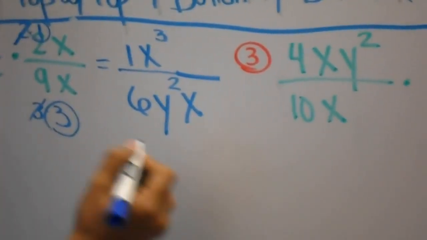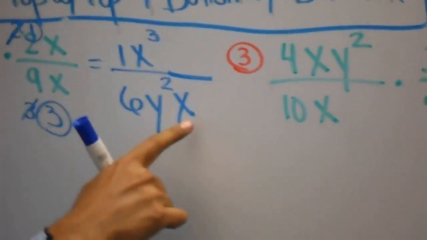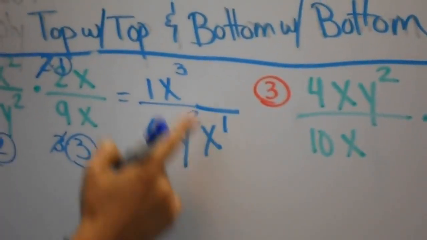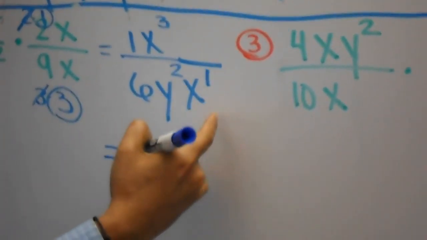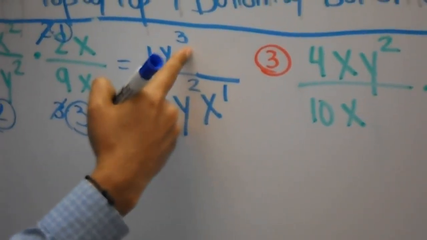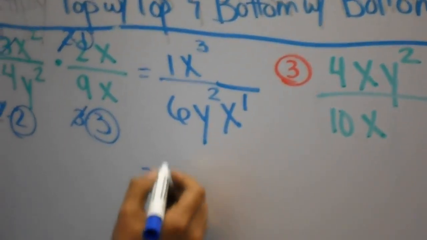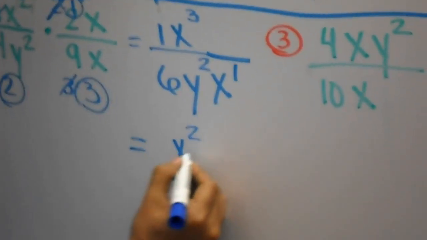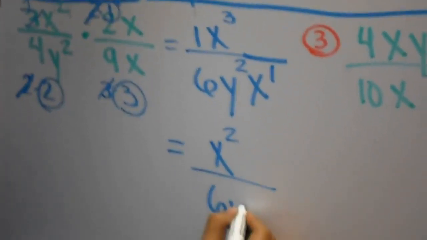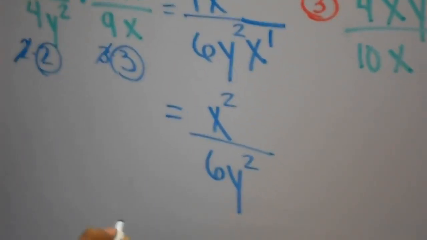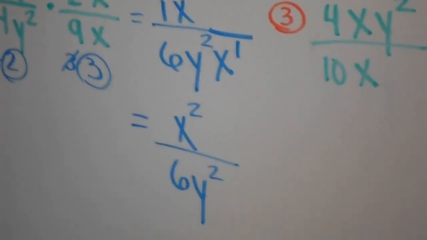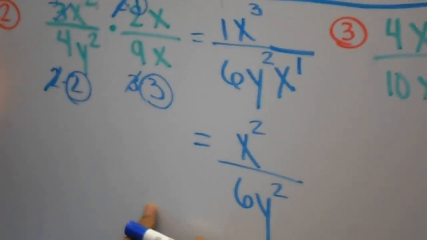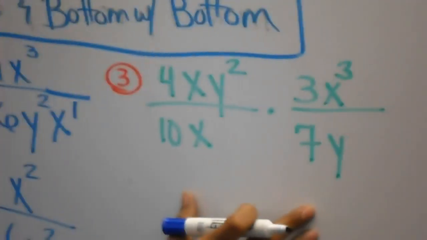Okay, you're still not done. Notice you have an x cubed here and you have an x there. This x is raised to the first power, and you have to subtract the exponents. You always subtract the denominator exponent from the numerator exponent, but make sure you have the same base. So the answer would be x to the 3 minus 1, which is 2, and you have 6y squared. Okay, so we can just double check. That seems correct. Let's go on to the following example.